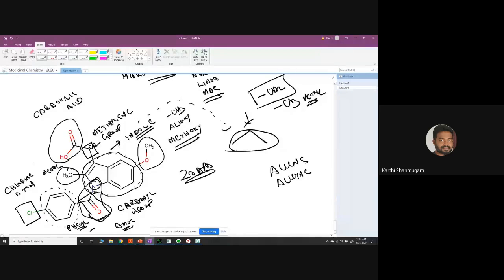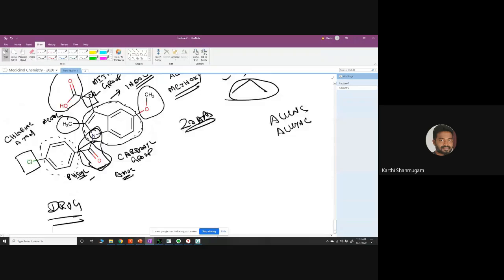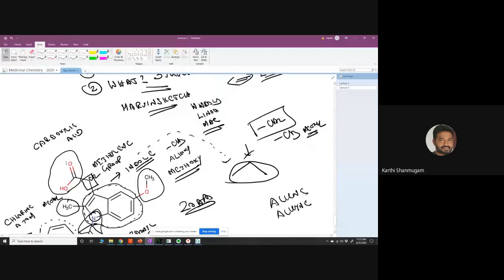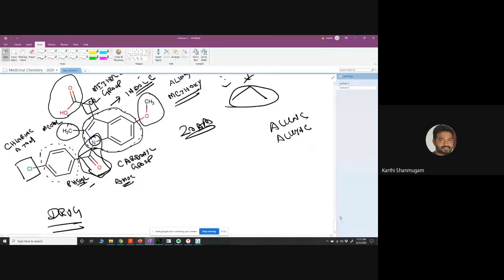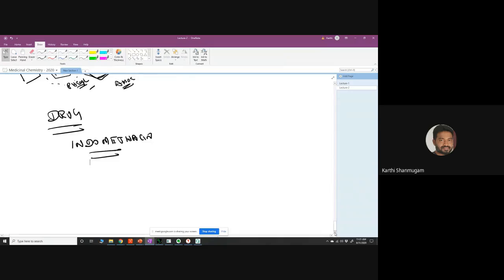Okay. So far what we learned is that if you take any drug molecule, so we have taken one example, and the example is, what's the name of this molecule? Indomethacin. You have to remember the name. As time goes on, you have to remember the structure of all the drug molecules that we discussed, right?